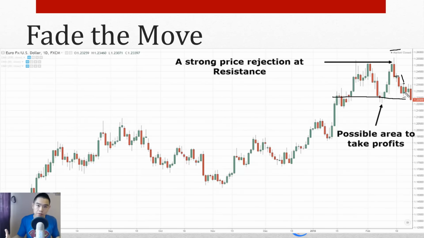If it shows signs of reversal, chances are the pullback might end and the trend would continue itself. So this is where my trade management comes in. It will be more, I would say, conservative, where my trailing stop loss will be tighter in this case. So this is what I call fade the move.